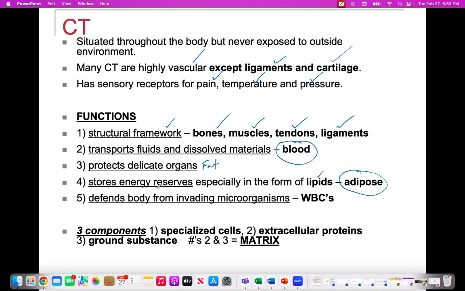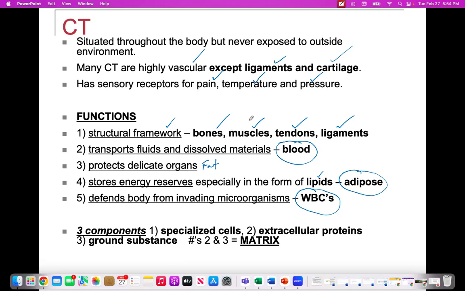Connective tissue is involved in helping to defend our body from invading microorganisms, and it does that through white blood cells and leukocytes. And we'll go into more detail in these categories in just a little bit.